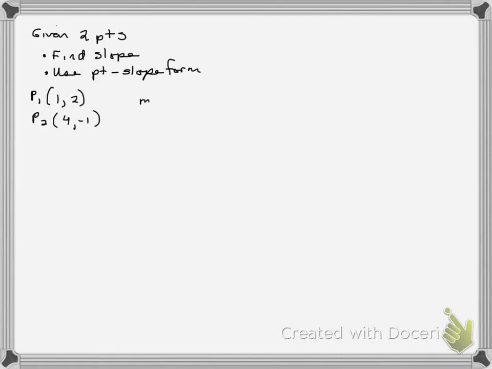To find the slope, recall it's the change in the y over the change in the x. So I begin with the y's first. I'm always going to go in the same direction, from the first point to the second. So I'm going in the negative direction, going down or to the left on the number line. So this would be negative. And from 2 to negative 1 is 3.